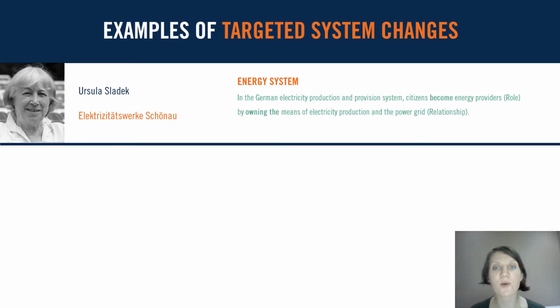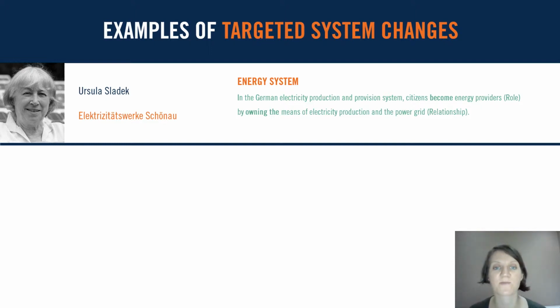In summary, if we put the essence of Ursula's system change into one sentence, we would arrive at something like the following. In the German electricity production and provision system, citizens become energy providers. Role change. By owning the means of electricity production and the power grid.